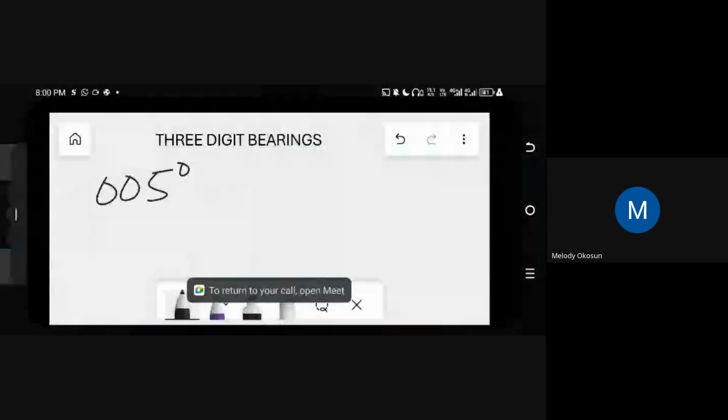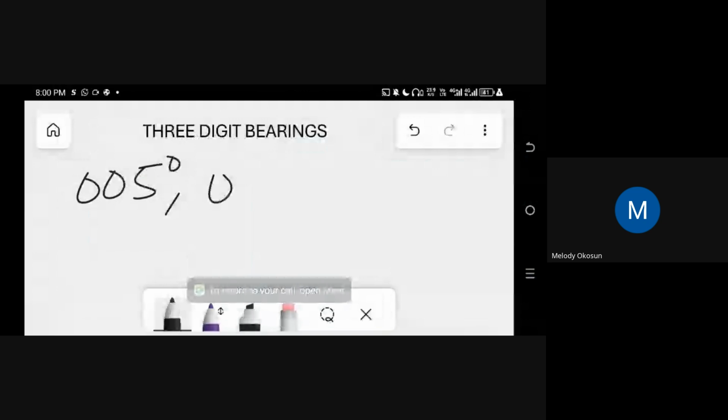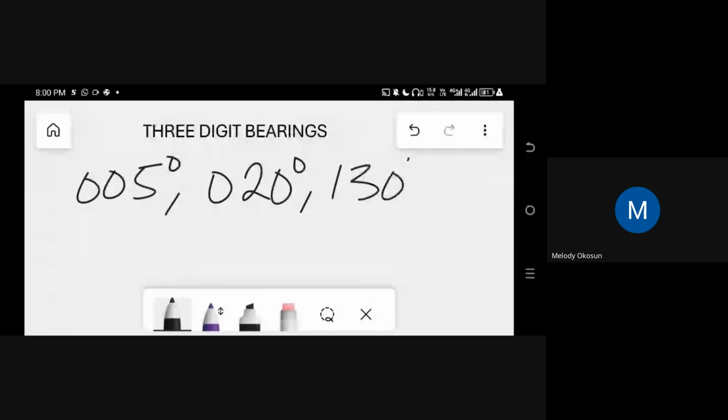So if you want to say 20 degrees, you say 020. If the number is already up to three digits, maybe 130 degrees, then you can just say 130 degrees because it's already three digits. But make sure that you don't give your answers in numbers that are not up to three digits when you're dealing with a three-digit bearing. The digits must be three. So take note of that.